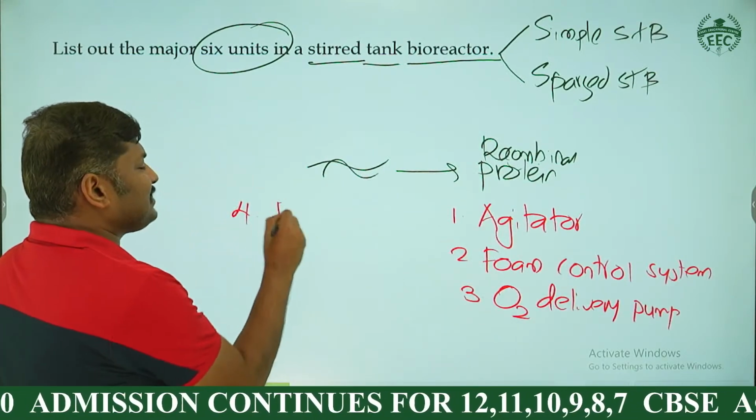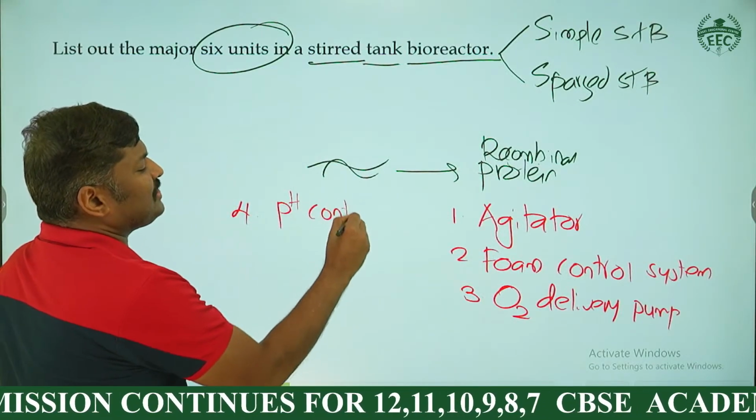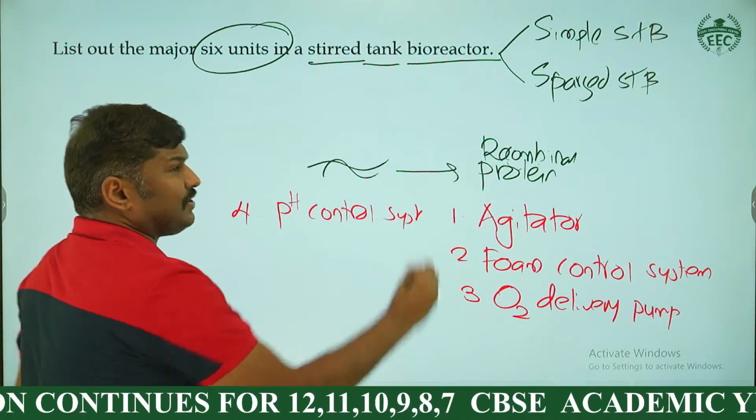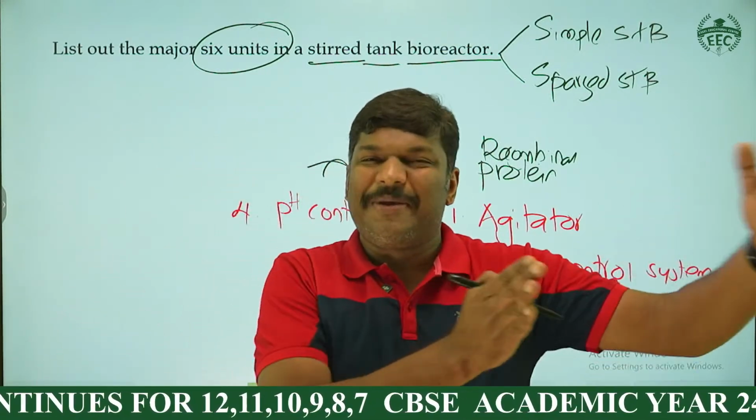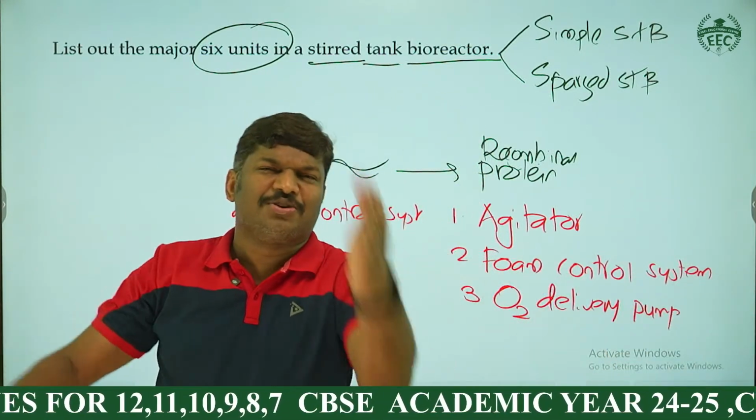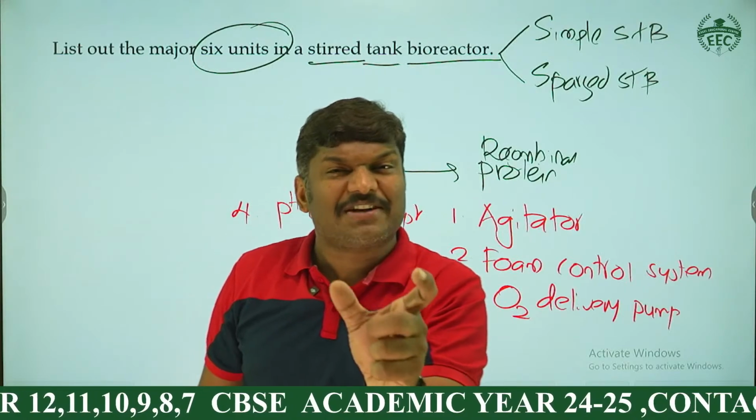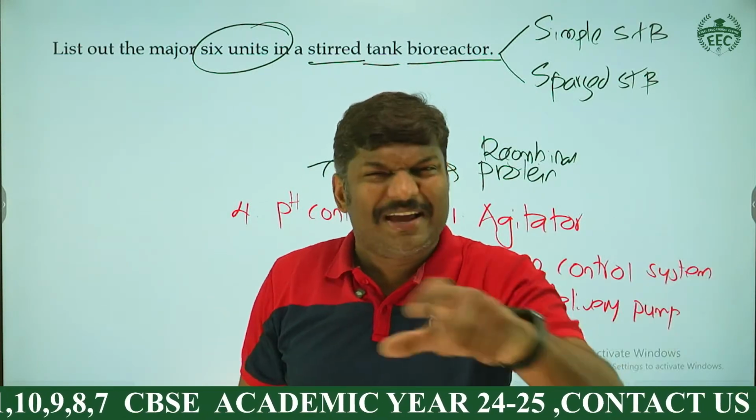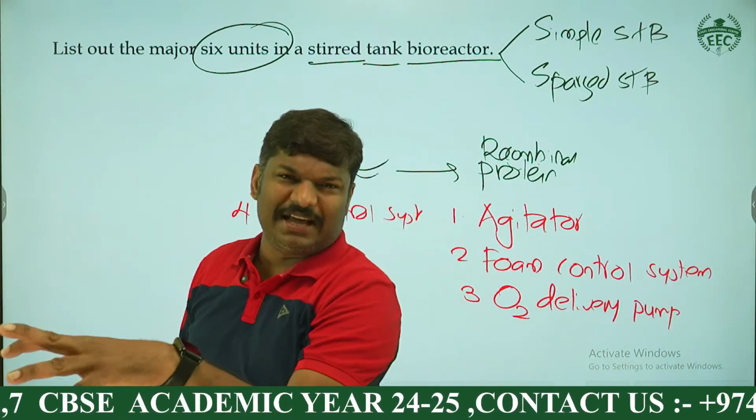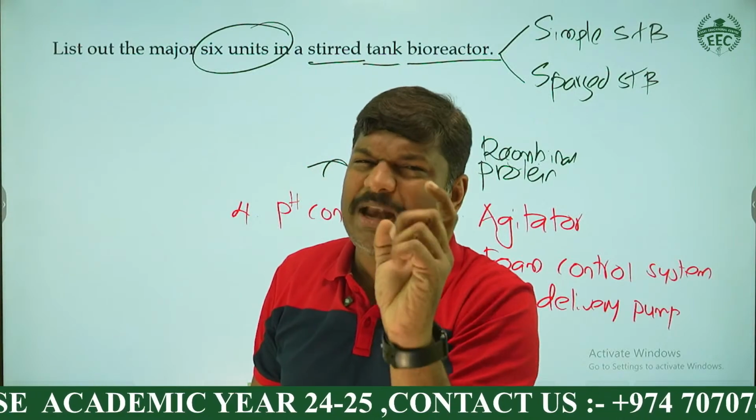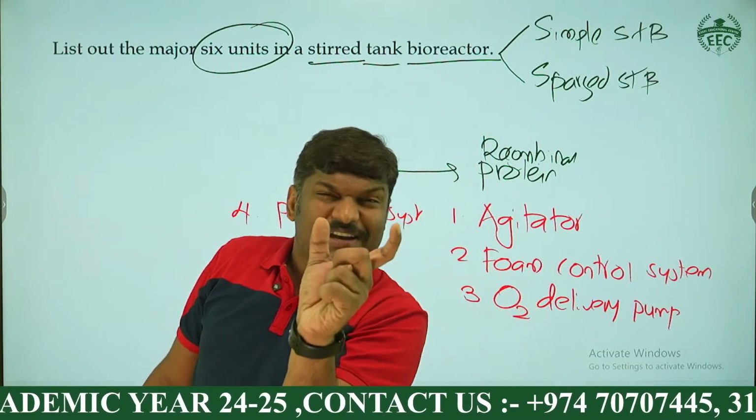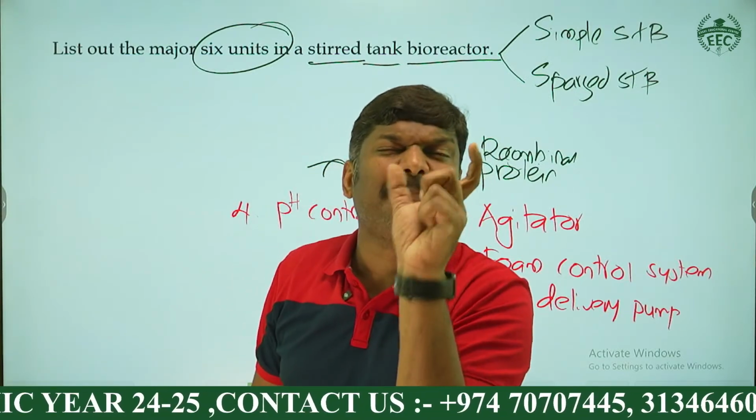And after that, you can see a pH control unit is very important. pH control system. What is pH? You can see a pH 1 to 14 you study, 7 is neutral. And in some chemical reaction, pH less than 7. In some reaction, more than 7. In some reaction, it is 7. That depends upon the nature of that chemical reaction. We have to provide the proper pH.